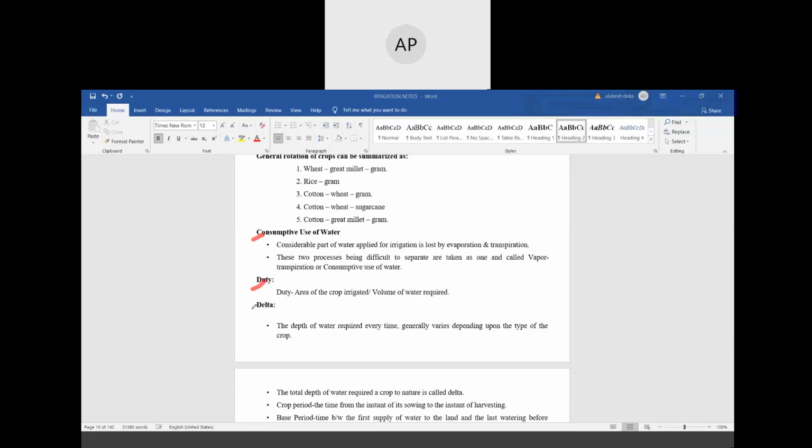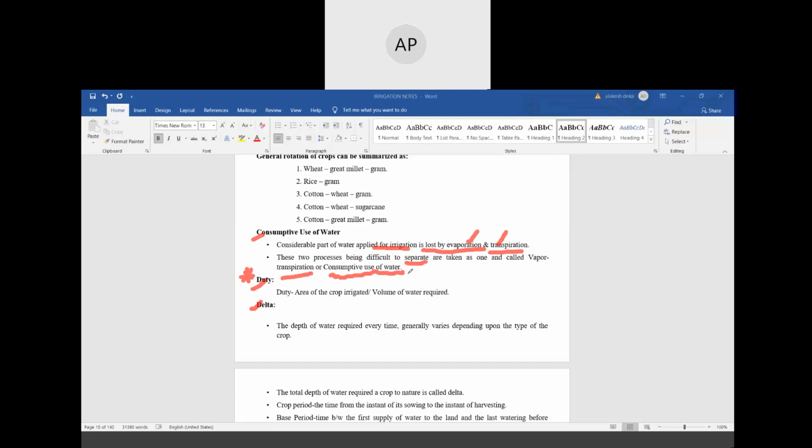Consumptive use of water, duty, delta. These are very important. Okay, duty and delta. Consumptive use of water: a considerable part of water applied for irrigation is lost by evaporation and transpiration. These two processes are difficult to separate and are called evapotranspiration or consumptive use of water.